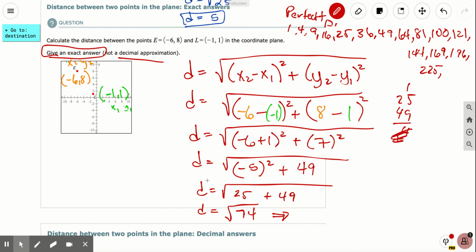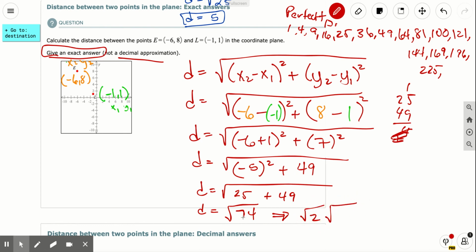What you have to do when they're looking for an exact answer, and I'm definitely going to work with you on this skill, you need to break apart 74. You need to ask yourself, is there a perfect square that goes into 74? I'm not sure that there is, you guys. Okay, but I know 2 goes in there. So I'm going to check it out real quick.